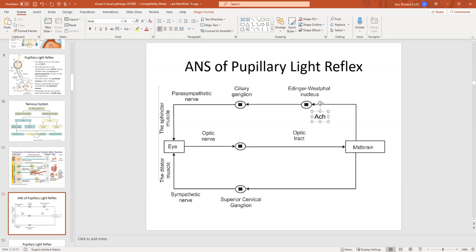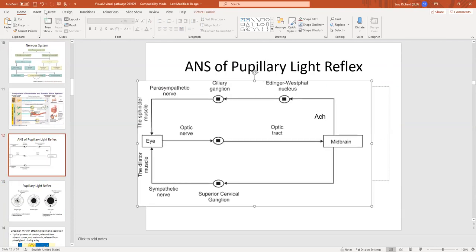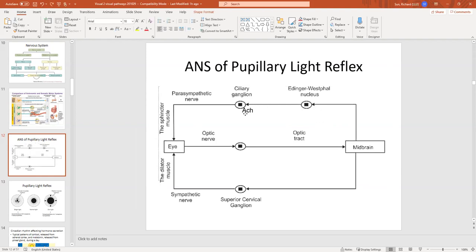Okay, so this one will release the acetylcholine from the pre to the post right here. So this neuron releases acetylcholine, and then these parasympathetic nerves release acetylcholine to act on the muscle. So that's the parasympathetic. As for the sympathetic, the neuron in the end releases norepinephrine to control the muscle. So that's that.